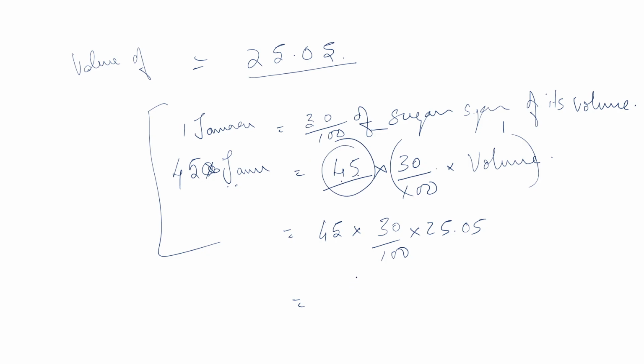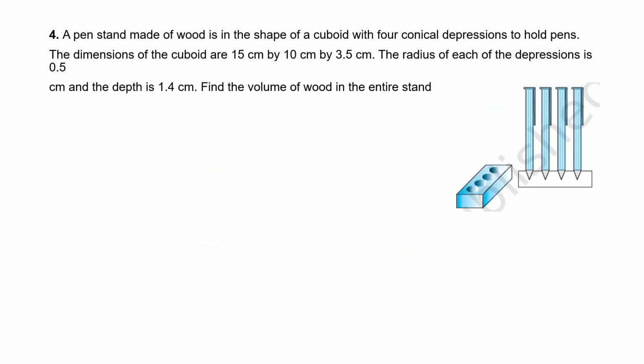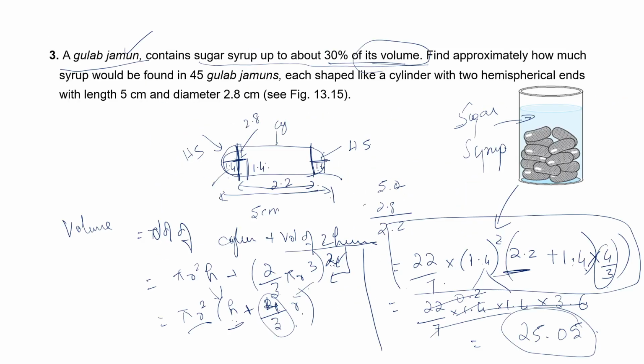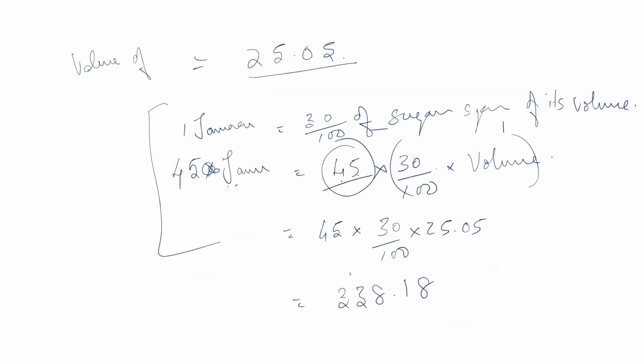Getting? So the answer is coming to 338.18. Okay, so 338.18, what is that? What is the question as? This much of syrup would be found in 45 jamuns. You have to write and complete like that.